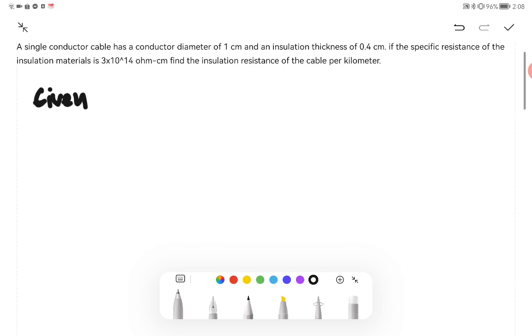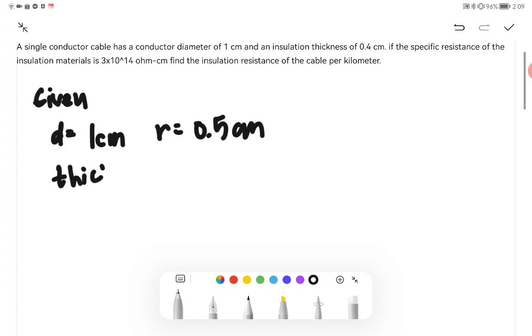First things first, we are given a diameter of 1 centimeter. So if the diameter is 1 centimeter, 0.5 is our radius, because the radius is half of the diameter. I'm so sorry. Also, we have the thickness, which is equivalent to 0.4 centimeter.